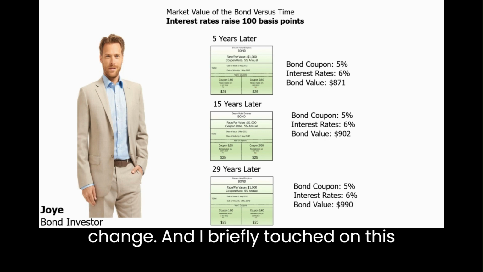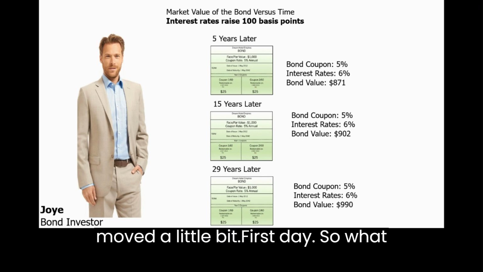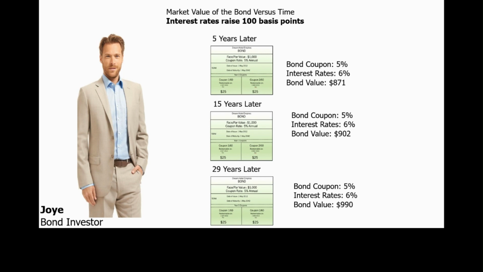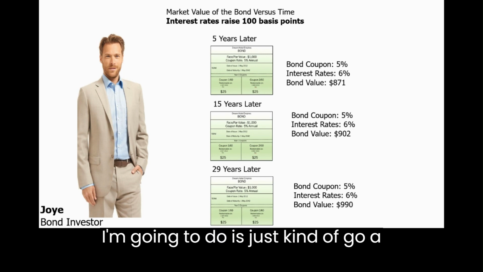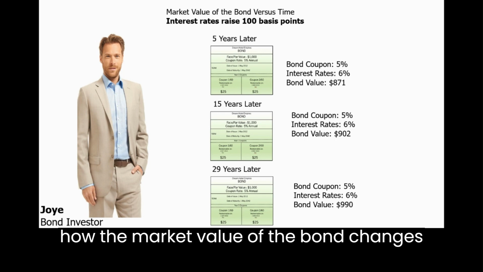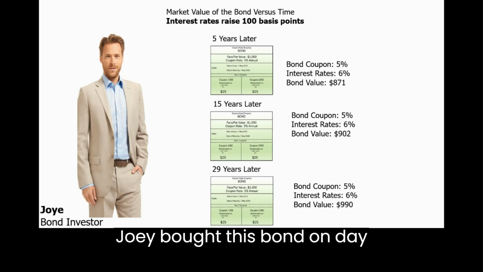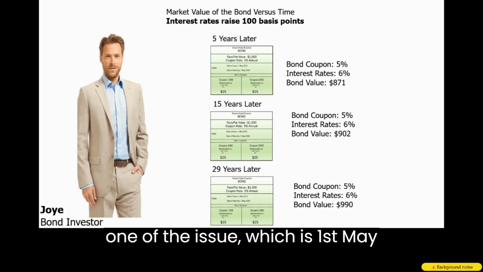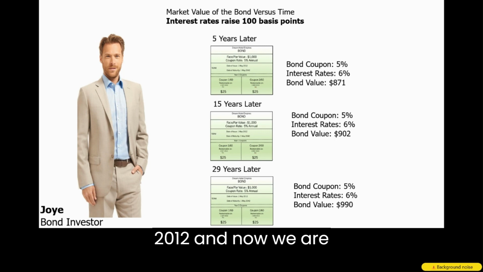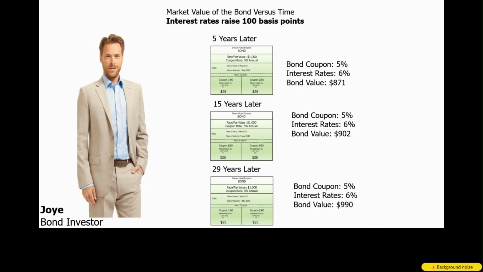I briefly touched on this subject in chapter 7, and I might have moved a little bit fast there. So, what I'm going to do is go a little bit slower here so you understand how the market value of the bond changes through time. Let's assume that Joey bought this bond on day 1 of the issue, which is 1st May 2012, and now we are going to warp ourselves in time 5 years later.